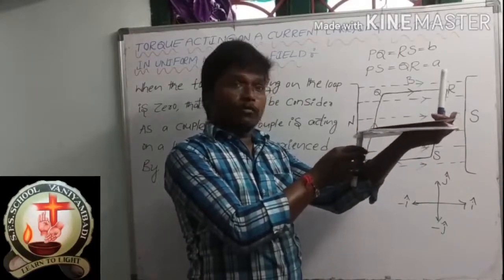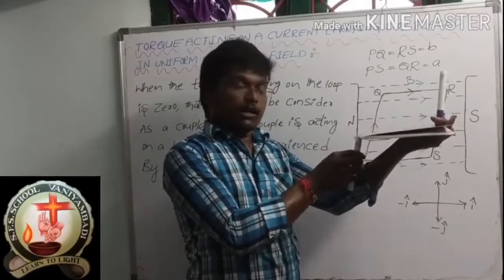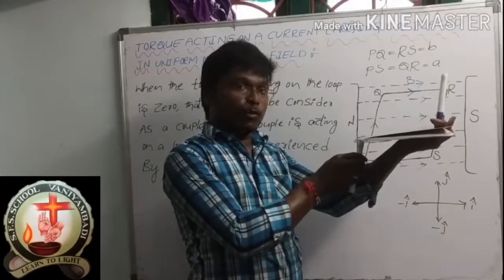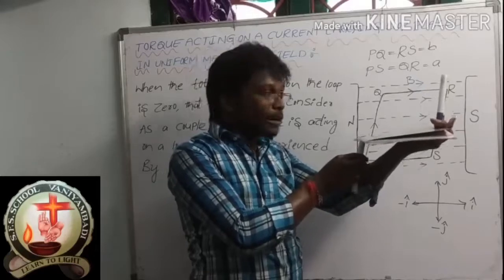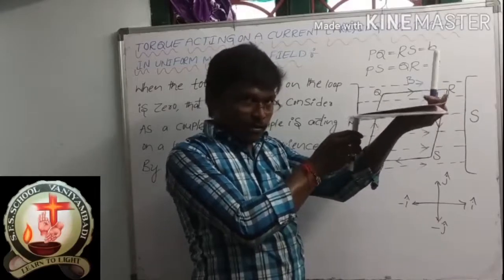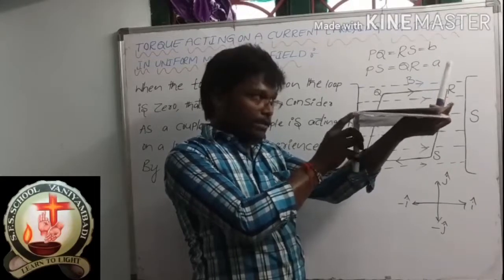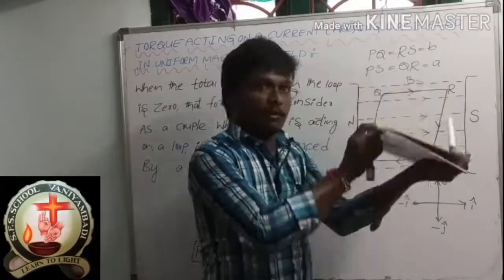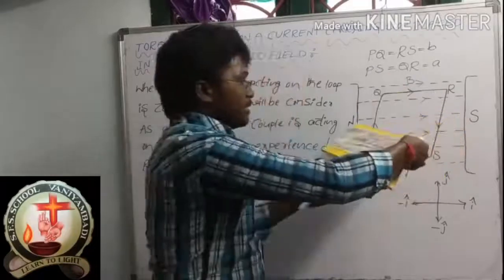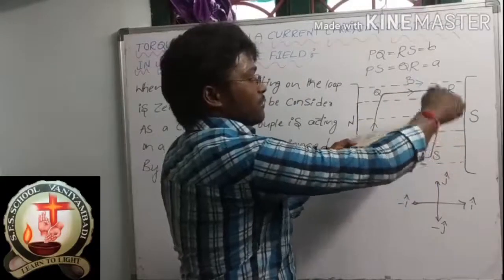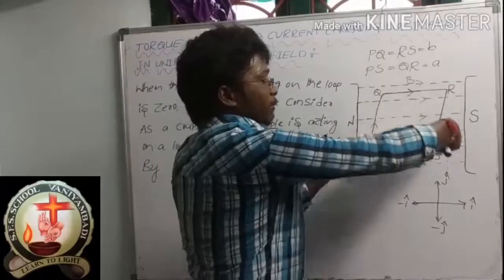Okay, so these two forces are zero, and whenever the total force acting on the loop is zero, these two forces will be considered as a couple, correct? So when a couple is acting on this loop, it will rotate like this. This is the shape. Because of these forces, it will rotate like this.